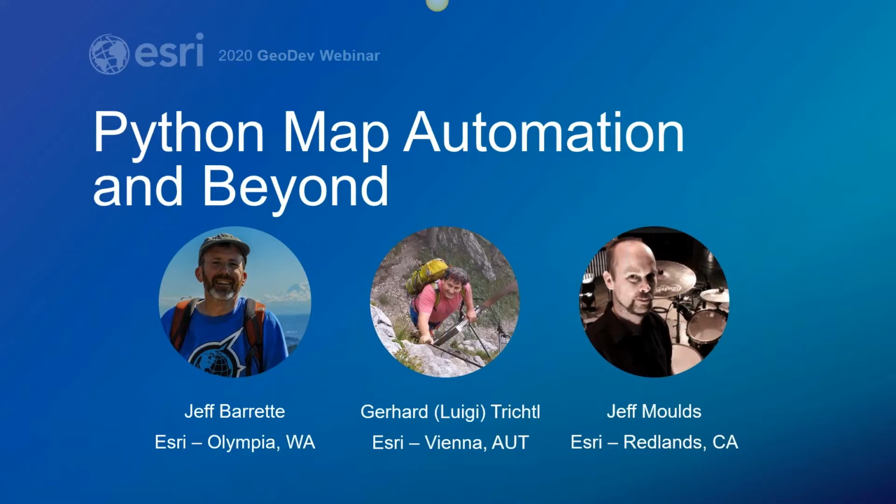In the middle here is Gerhard Trichtel, who does a lot with Python map automation and presents similar things all throughout Europe. And if you're good friends with him like I am, you'll call him Luigi. So what we want you to do is just sit back and enjoy the donuts that we've provided you, and we'll introduce many of these topics to you.